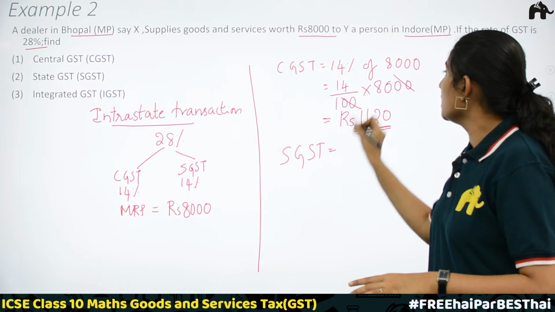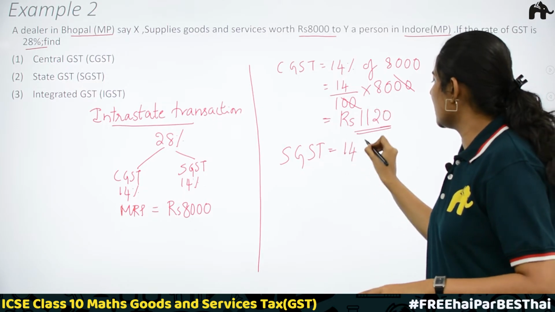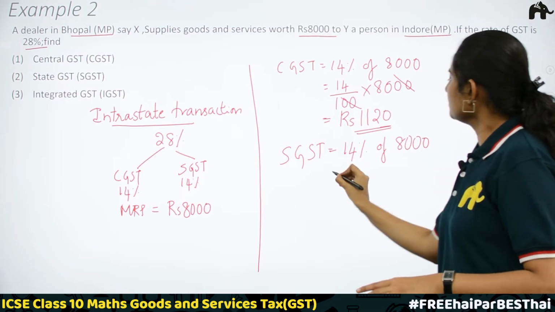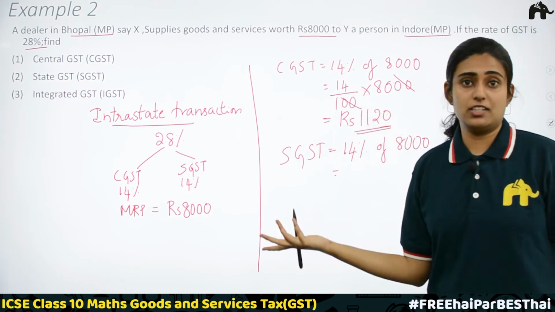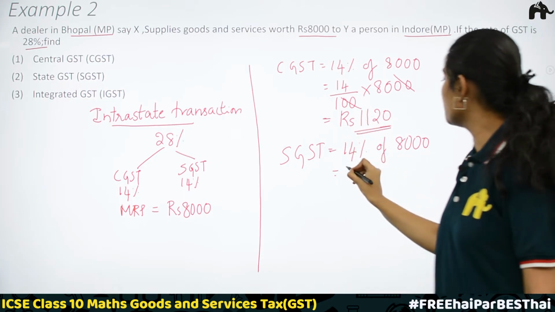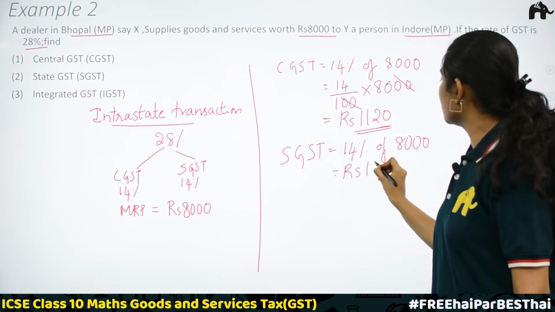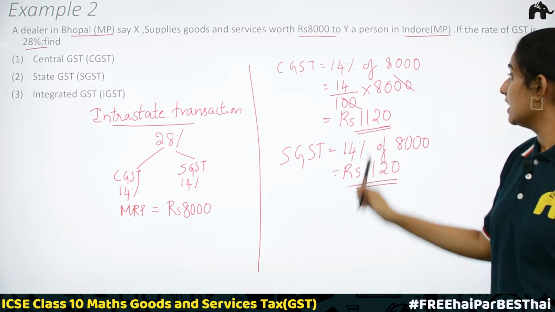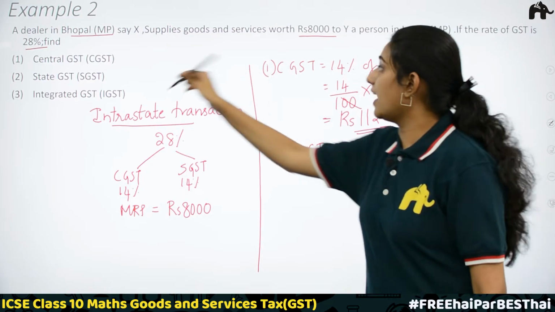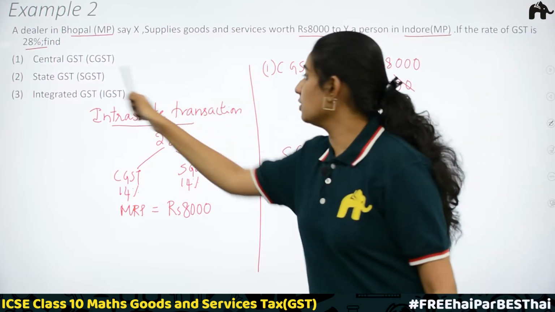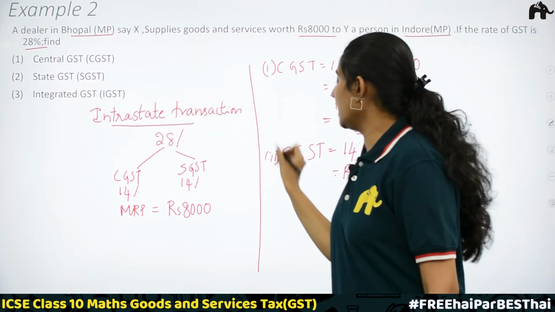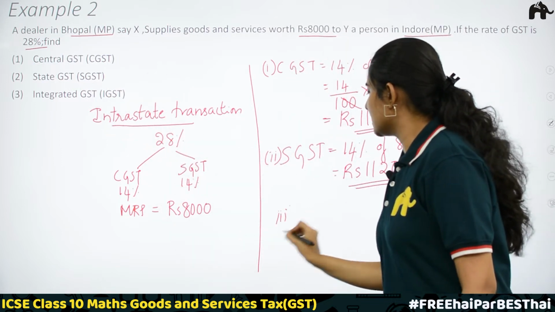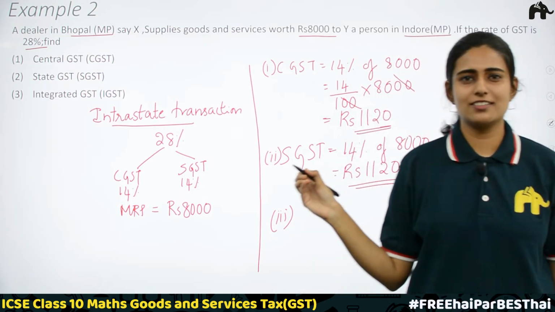So SGST, for calculating, we can write that is 14% of 8,000. 14 by 100 into 8,000. We already got the answer, that is rupees 1,120. This is your SGST. So this is the first question to find central GST. Second question was to find state GST. What about the third one, that is IGST? How much do you get?